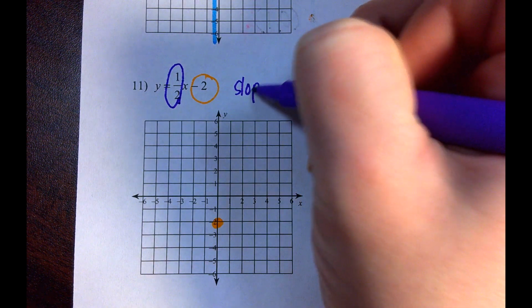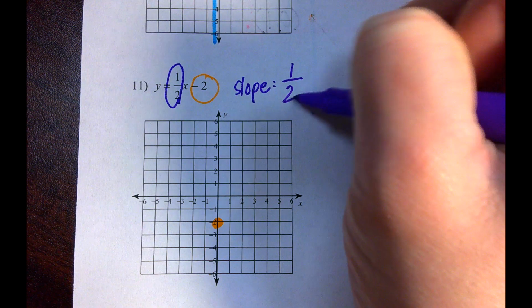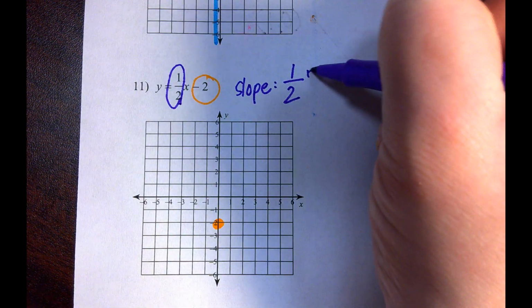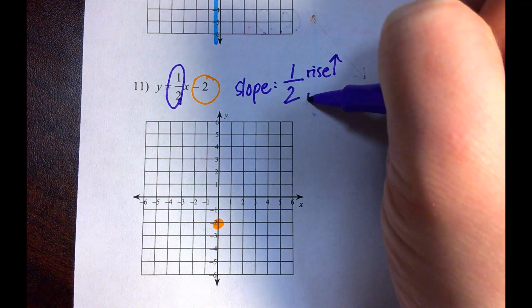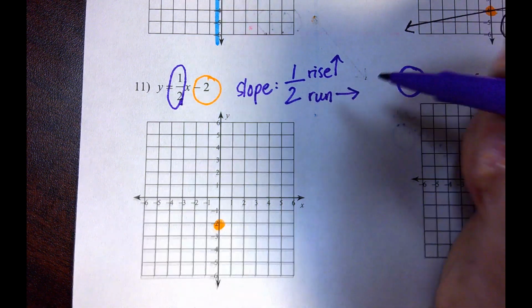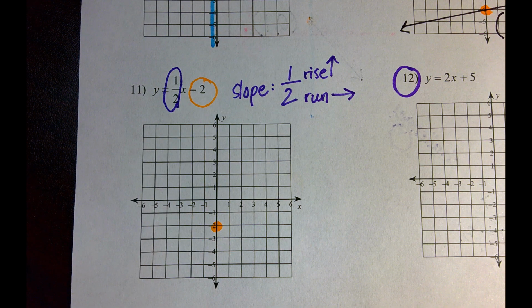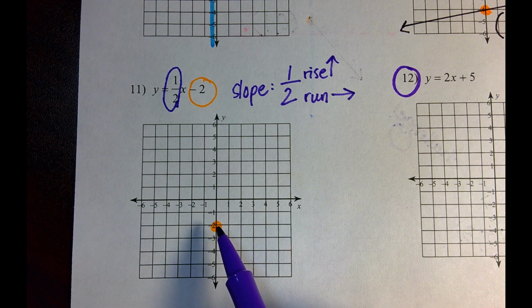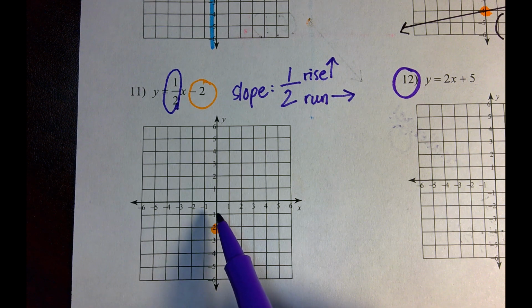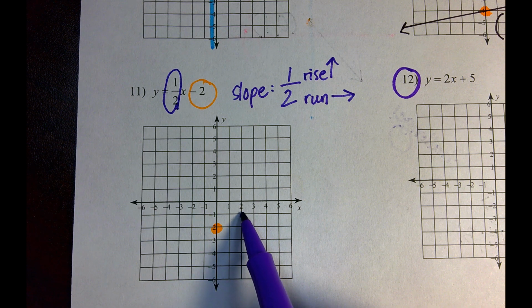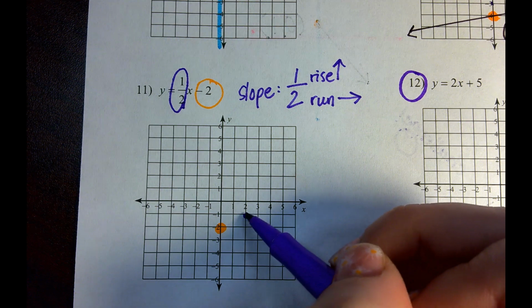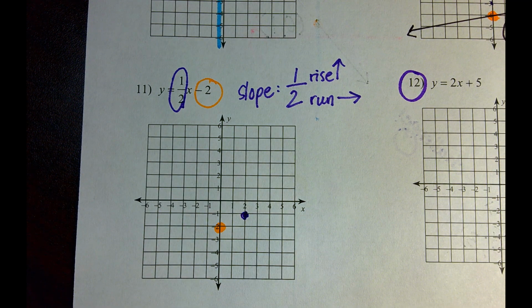So rise 1, run 2. Rise over run. So from my point at -2, where do I go from here? -1. Yep, up to -1. And where then? Over 2. Over 2. 1, 2. Right here. That's good. Okay, we'll connect the dots. We'll name our points.